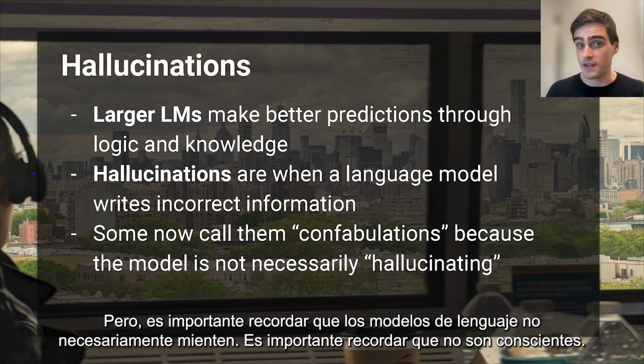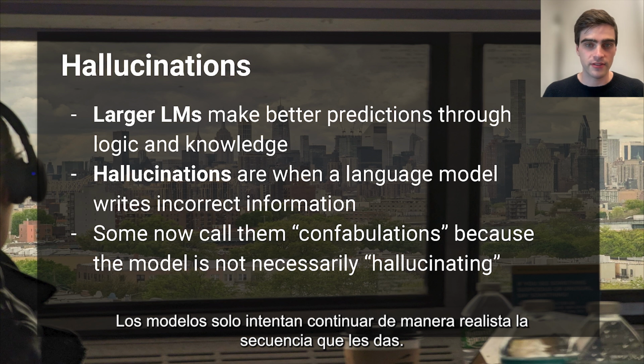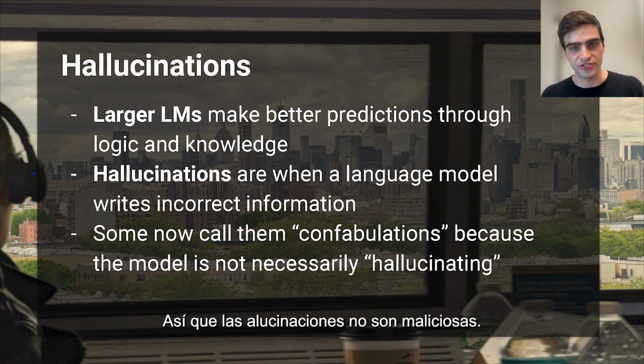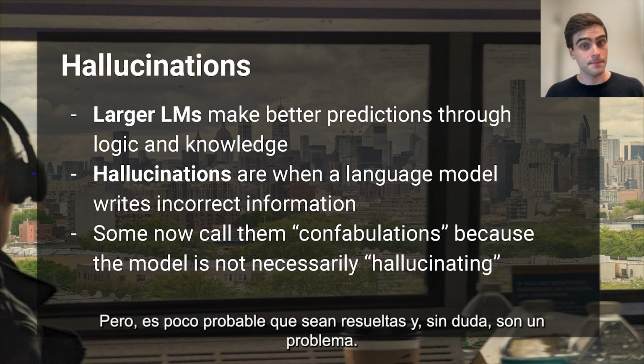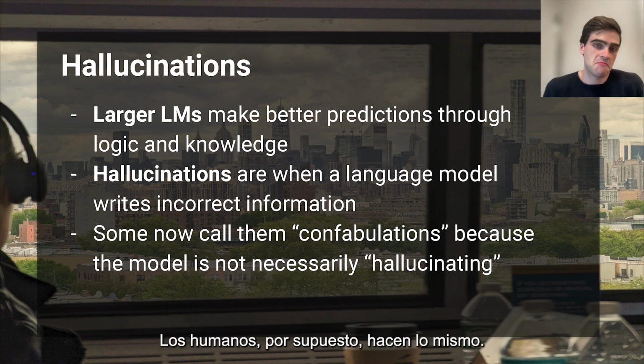It's important to remember they are not conscious. It does not have intention. The model is only ever trying to realistically continue the sequence you give it. So hallucinations are not malicious. But it's unlikely that they'll ever be solved, and they are certainly a problem. The model can't ever know everything about the world, but it'll always do its best to continue the sequence that you give it. Humans, of course, do the same.